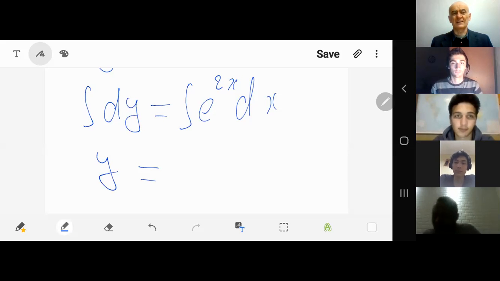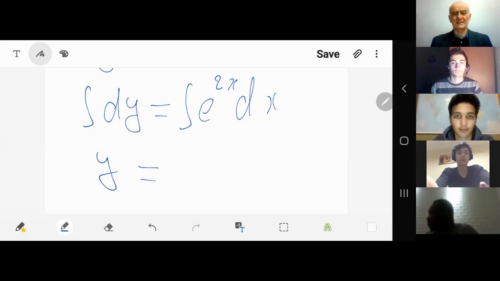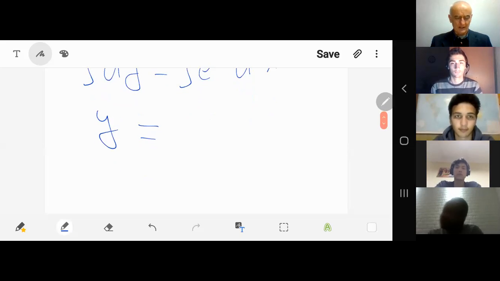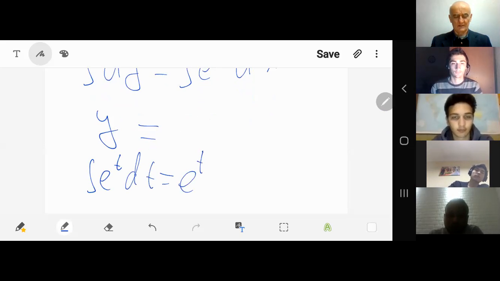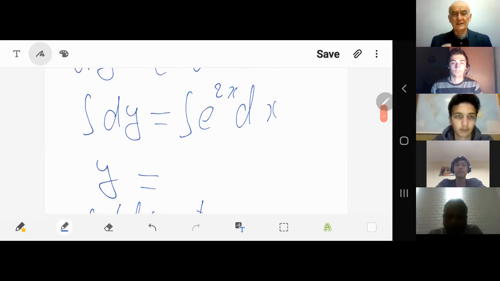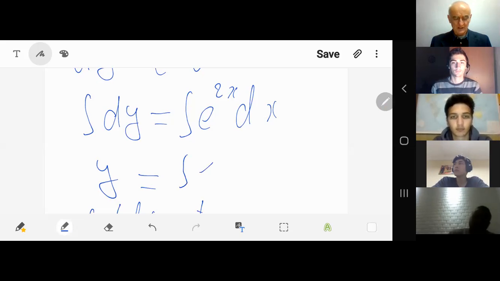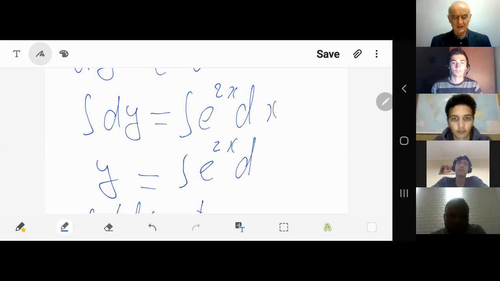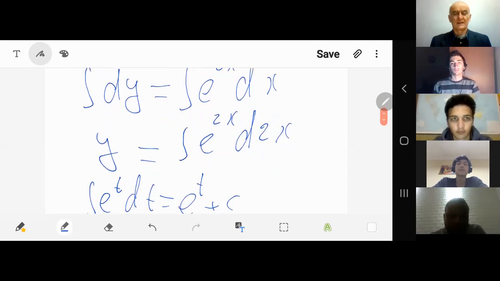What we have in the basic integrals is integral e to power x dx, or we can write integral e to power t dt, and it's e to power t plus c. But here we have not x, but 2x. So instead of dx, we can write d of 2x, and I will do it now. Integral e to power 2x d of 2x. Now let's check. Is it correct?